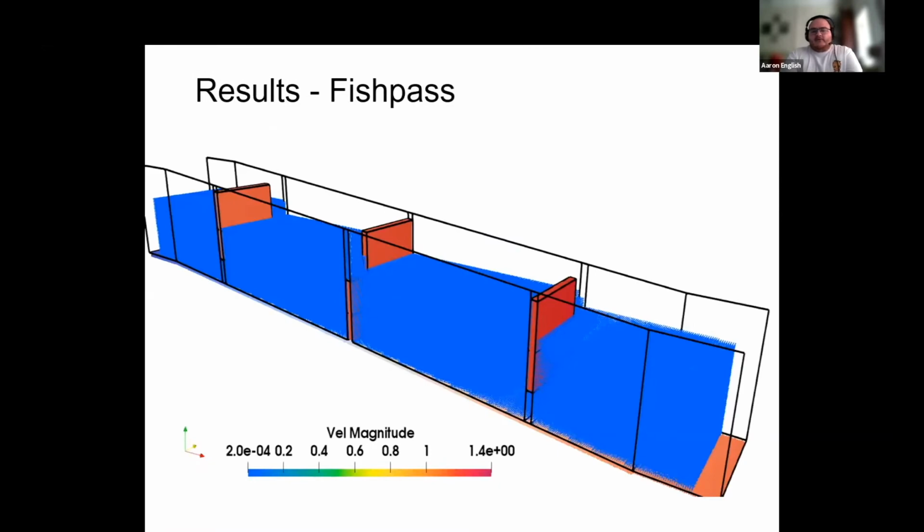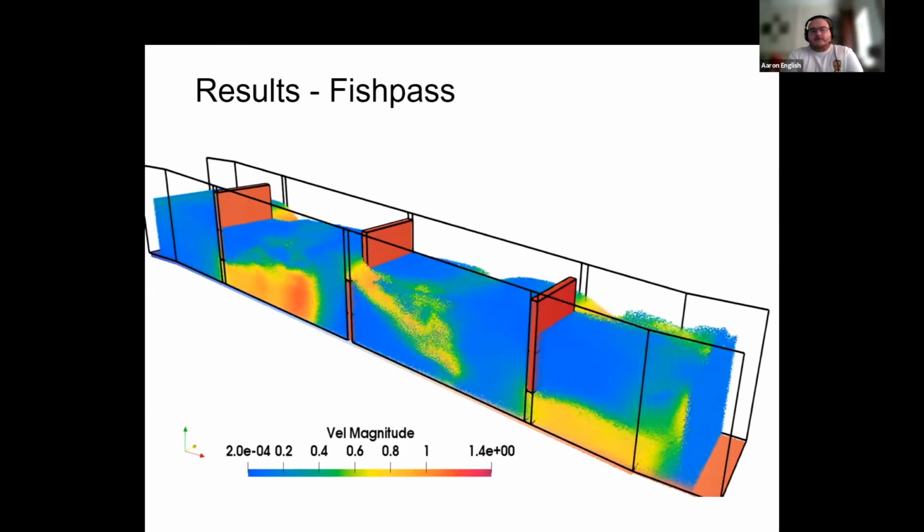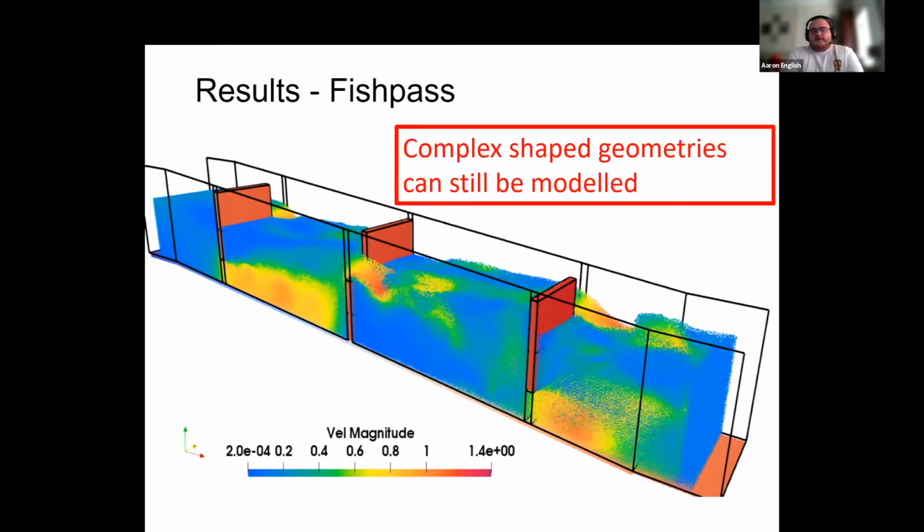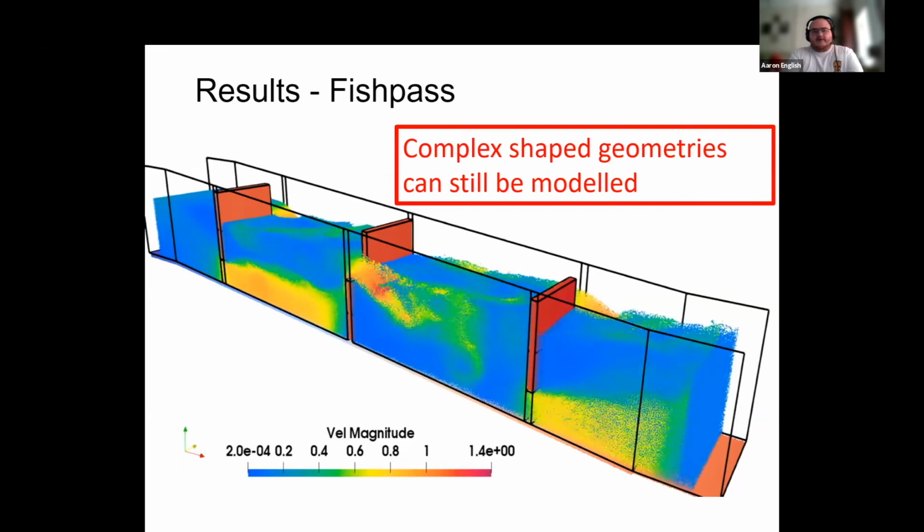We wanted to do this to see how complex a test case we could have. We've got a number of walls blocking overflow, which as we let it run, you can see the flow goes over the weirs or through the gates. And I think it is safe to say we can do a complex shape geometry, which is one of our tests.